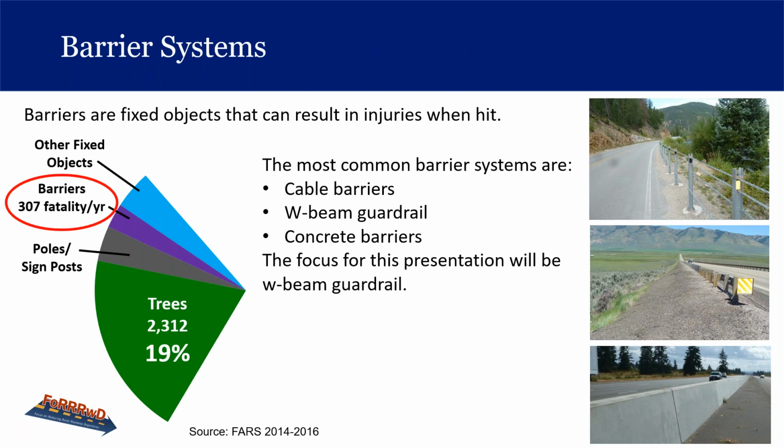So then we get into our barrier systems. Barriers are fixed objects that can result in injuries when hit. Who'd have thought? They're supposed to protect us, right? But our barriers, there's a list of them there: cable barriers, W-beam guardrails, concrete barriers. But the focus for this presentation will be the W-beam guardrail.